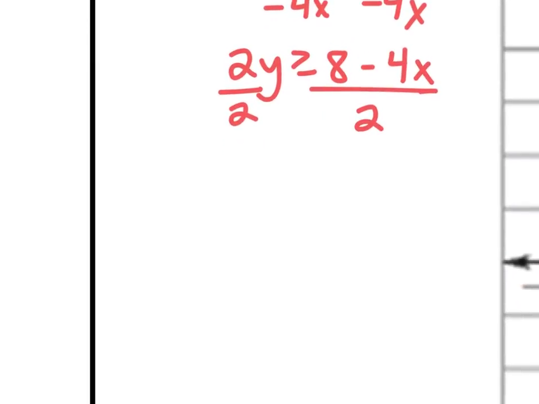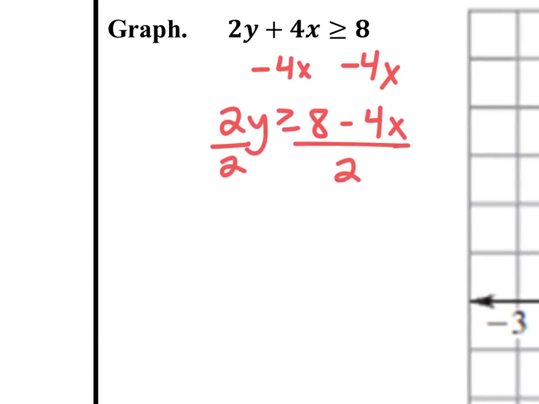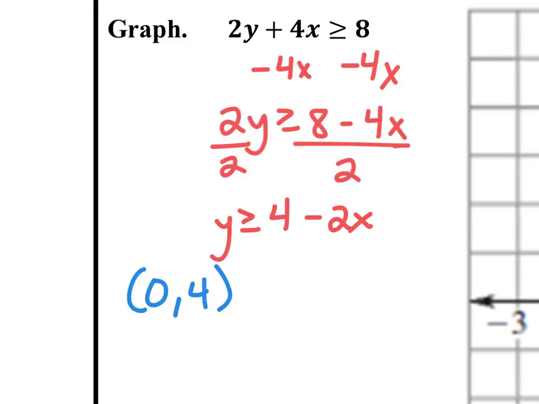Remember, you need to divide both terms by 2. Did we divide by a negative? No, so don't flip the sign. But you do need to simplify. So you should end up with y is greater than or equal to 4 minus 2x. So your intercept would be 4. You're going, so it's negative 2 over 1. You're going down 2, right 1.